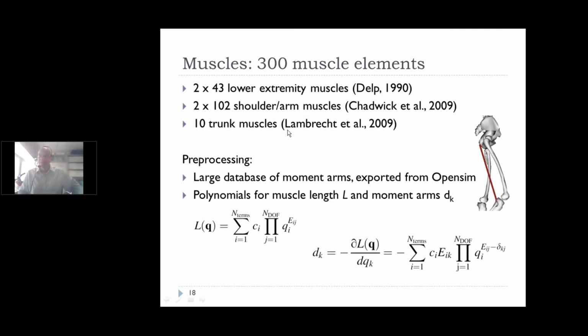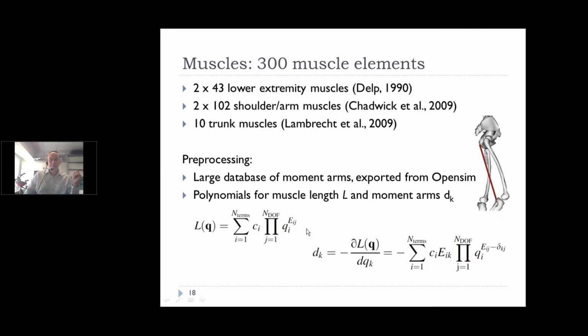So all of these models were available in OpenSim, and we do some pre-processing to speed up the computation. First of all, we export from OpenSim a large database of moment arms at various positions of the skeleton, and then we fit polynomials to the data. Those polynomials give us an equation to very quickly calculate the muscle length from the joint angles Q. It has a number of terms, and each term has a coefficient C. Those coefficients are obtained from that database.